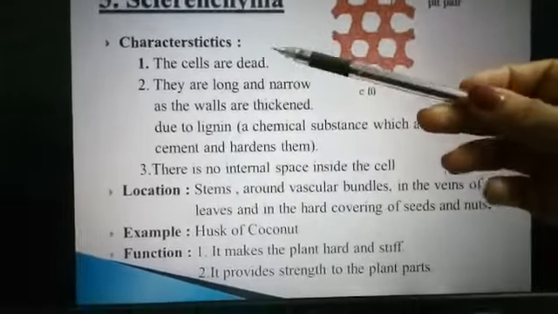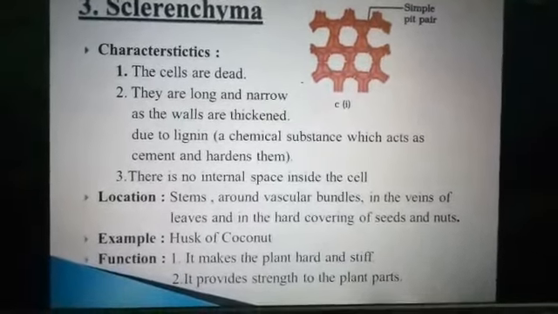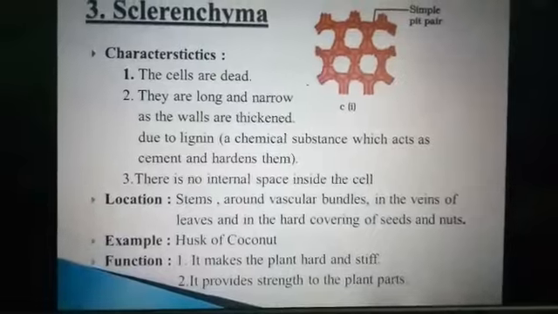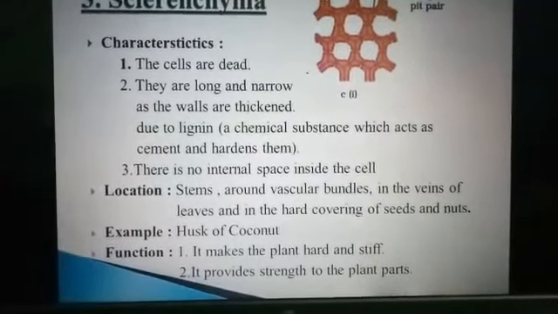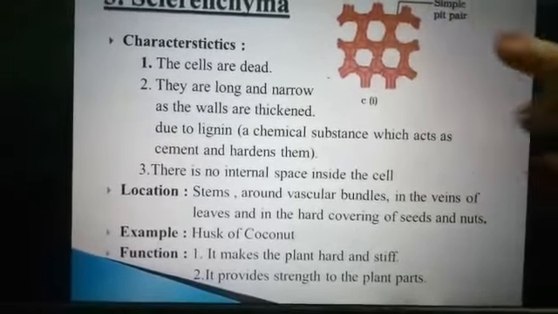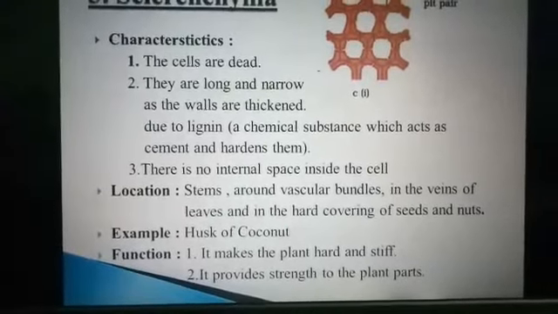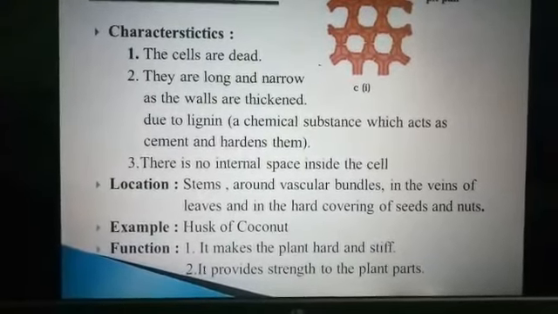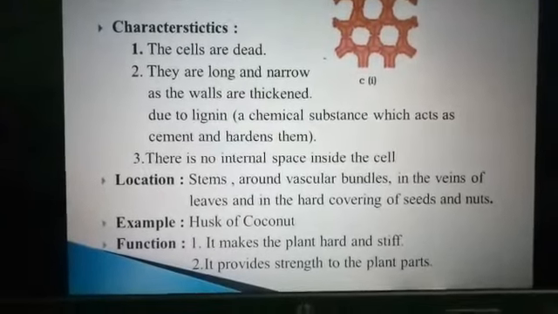Sclerenchyma means cells are dead. So this one is different from the first two. First two are living and this one is dead. That means cells are not active. Number two, they are long and narrow, with walls thickened all over due to lignin. मतलब पूरा का पूरा आपका thick होता है. किसकी वजह से होता है? Lignin. Lignin acts like cement and hardens them. Right? And there is no space.